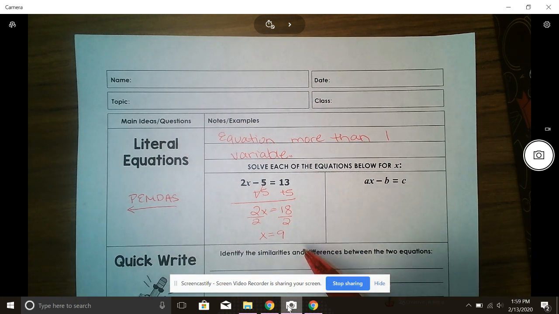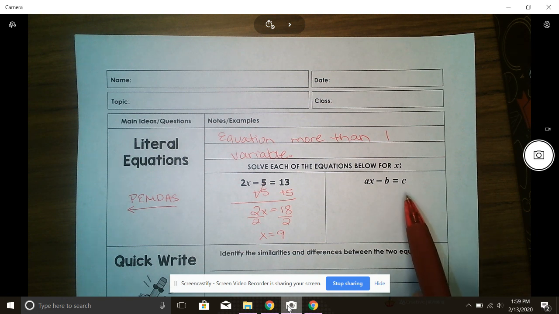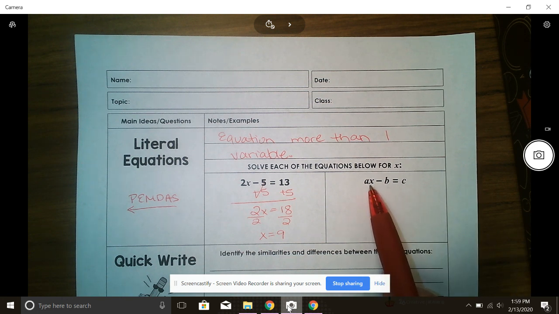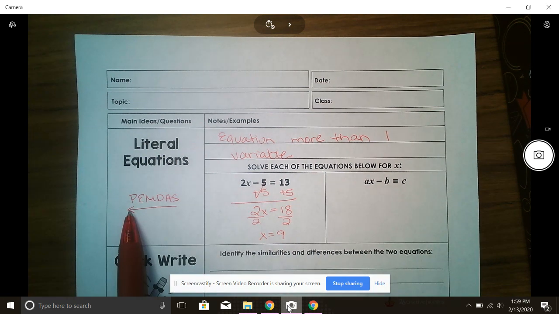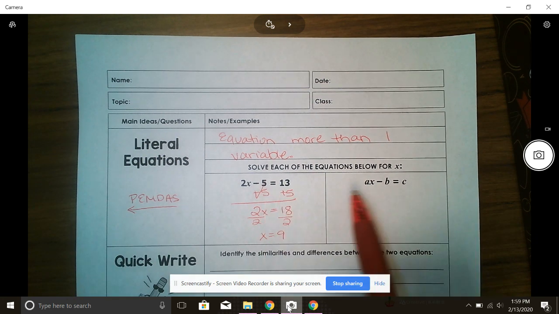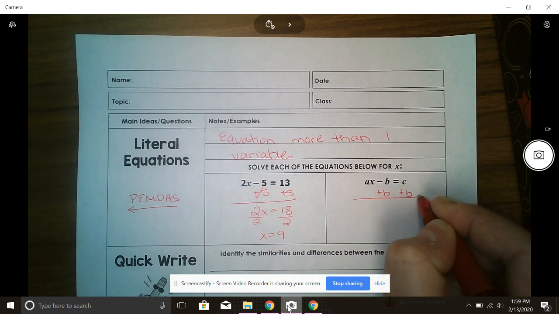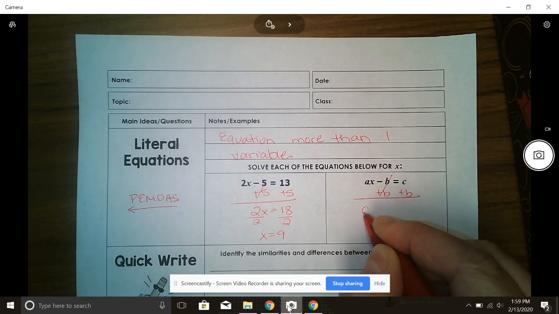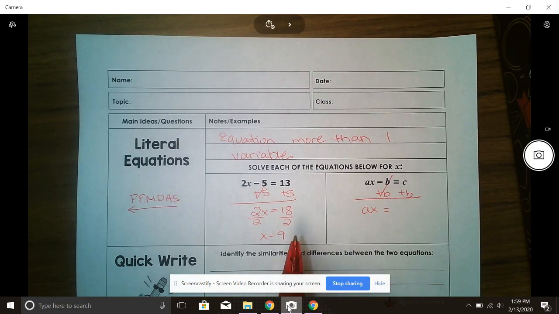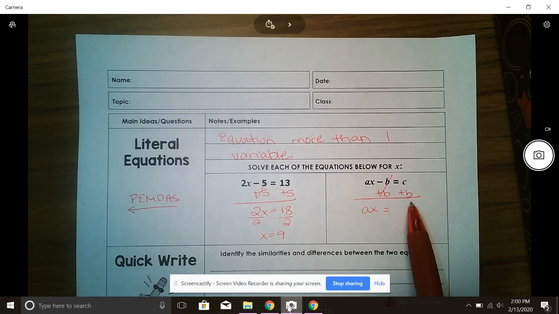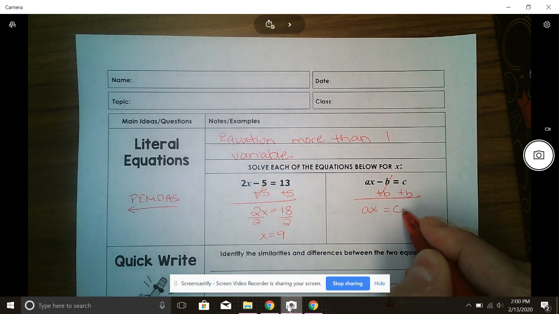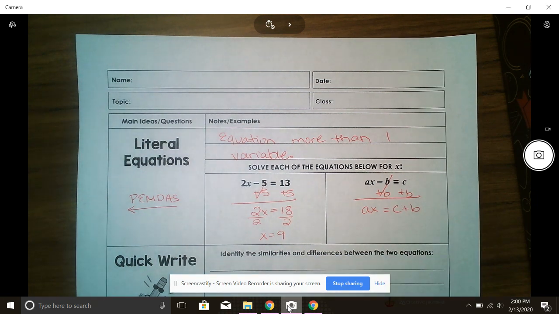I'm going to take the same two steps over here because I still have something multiplying x and something subtracting from x. So I'm working backwards. Here we added 5, so I'm going to go ahead and add b. Now one of the differences is, with linear equations, you combine like terms. But here I have a c added to a b. Those are not like terms, so I cannot add them together.